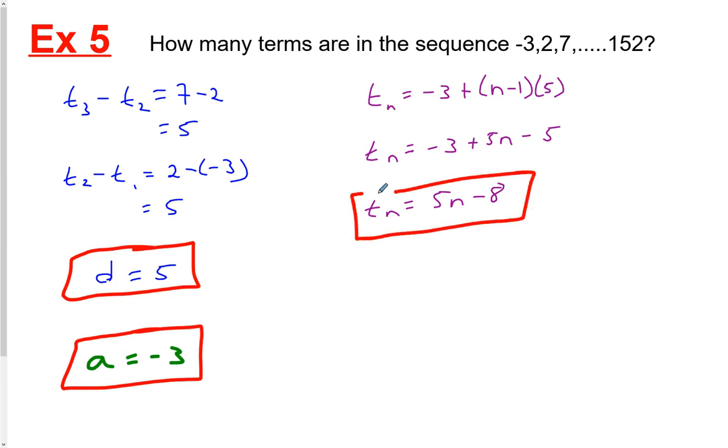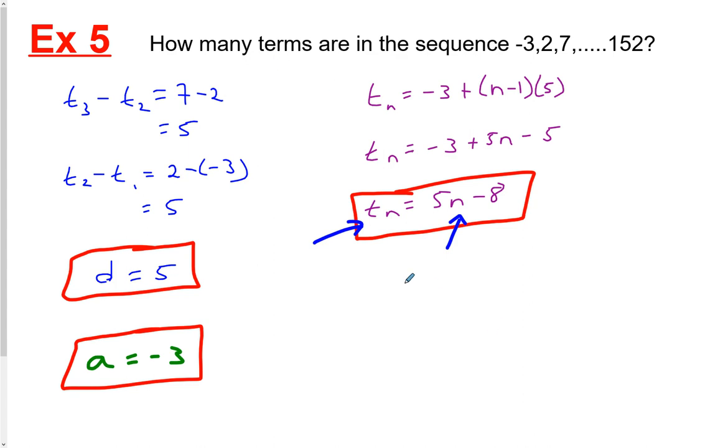5n minus 8. Now what I want to do is figure out how many terms are in here. So here's what I can do. I can plug in one of my terms for here, and then I can solve for my n value. I can use algebra to solve for n and see what I get. So let's do that.